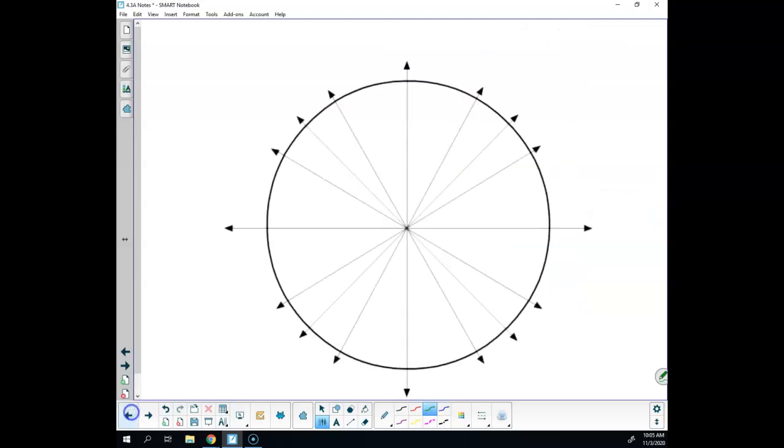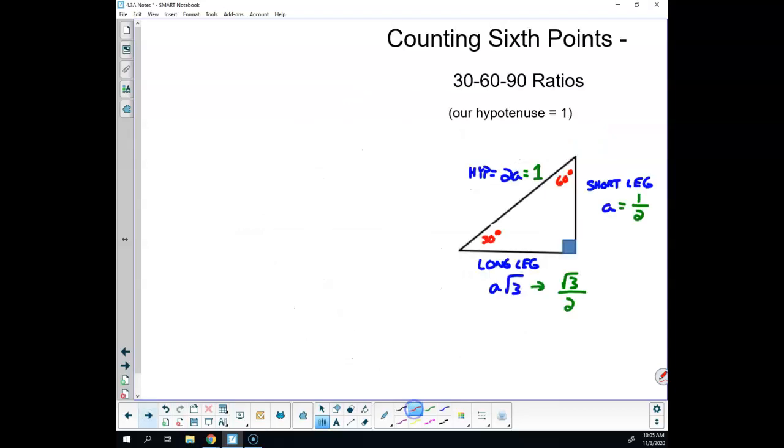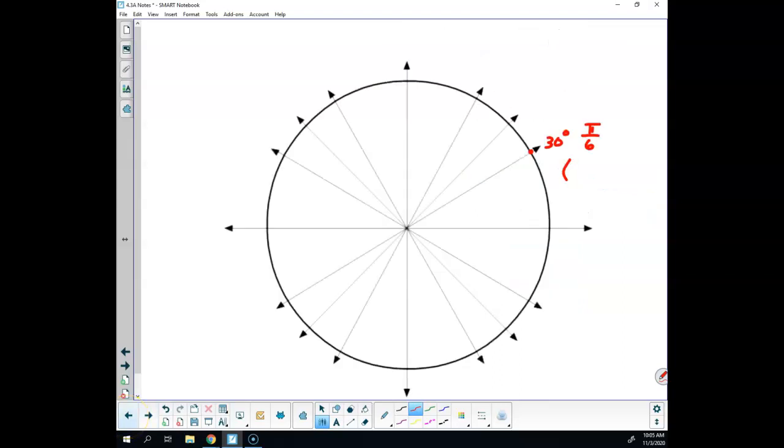So if we put that onto our unit circle, this point here would be 30 degrees, pi over 6. My horizontal distance to get out there is my long leg, square root 3 over 2. My vertical distance to get up to that point is 1/2.